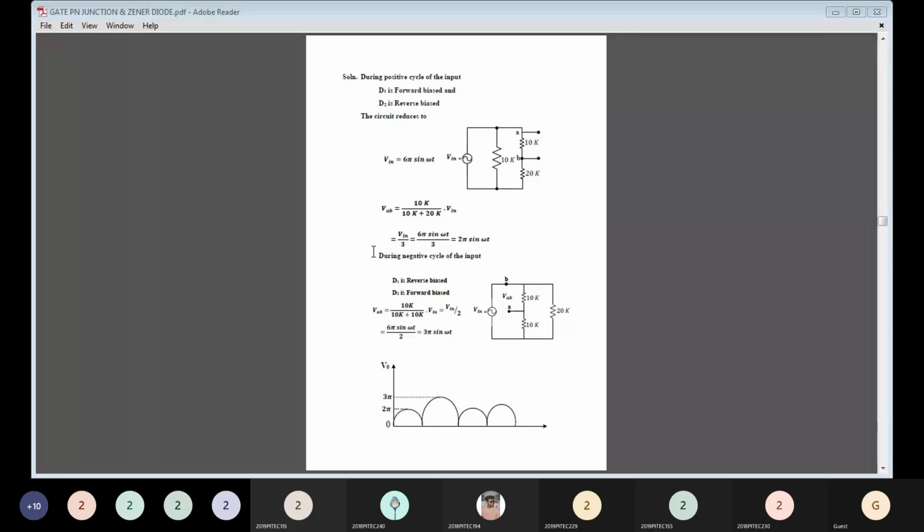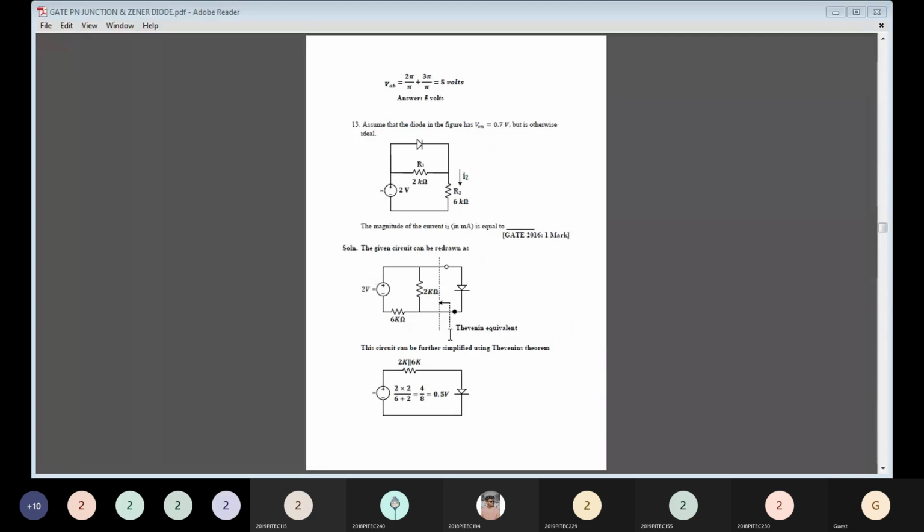sin ωt. During the negative cycle of the input, D1 is reverse biased and D2 is forward biased. Now VAB equal to 10k divided by 10k plus 10k into Vn, which is equal to Vn by 2. Vn is 6π sin ωt by 2, which is equal to 3π sin ωt. So VAB equal to 2π by π plus 3π by π, which is equal to 5 volt. The correct answer is 5 volts.